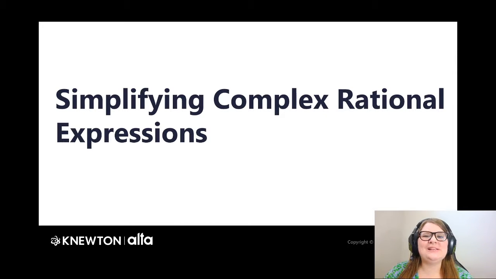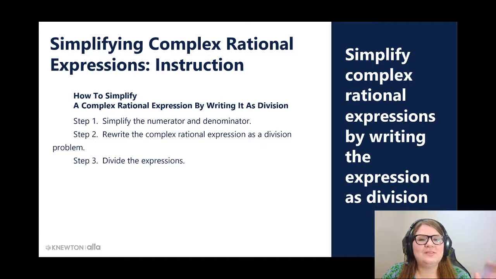In this video, we're going to talk about simplifying complex rational expressions. Now, don't be fooled. So far, you might think that we've been dealing with complex rational expressions, but they haven't actually been complex. What I mean by that, in this case, are fractions inside fractions, basically. So what you're going to do is always simplify the numerator and denominator, make them a single fraction. Then you're going to rewrite it as a division problem and divide.